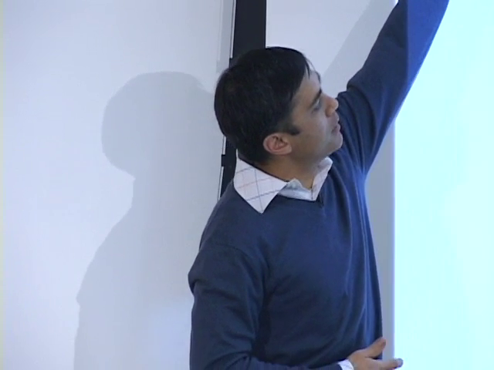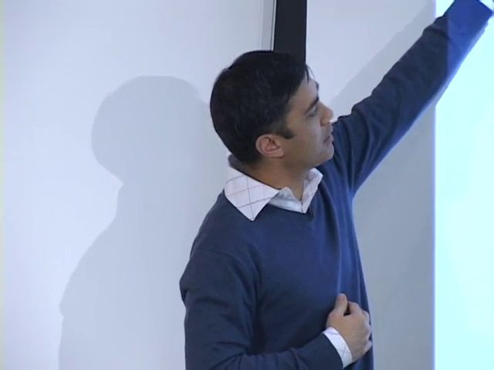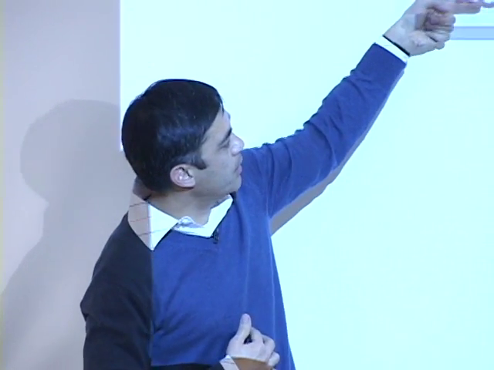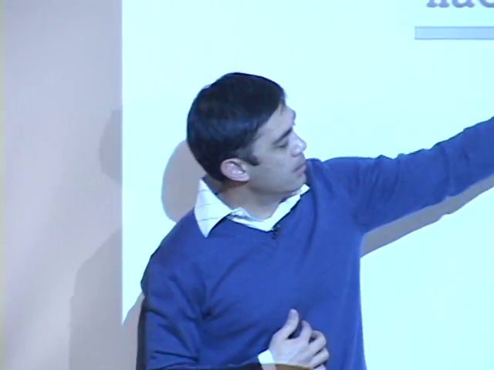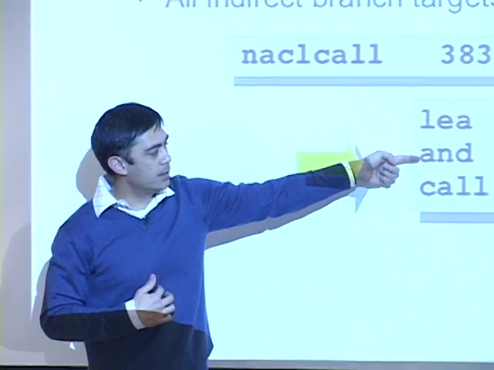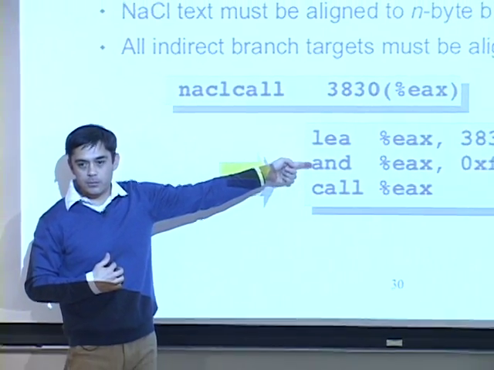And in addition, we require that native client text must be aligned to 32-byte blocks. We actually give you a choice of 32 or 16-byte alignment. But the text has to be aligned. And then all indirect control flow needs to be aligned as well. And that's this AND instruction here. So we're going to replace this call instruction with a sequence that looks like this. The first one loads the effective address into EAX. The next one ensures that EAX is 32-byte aligned.